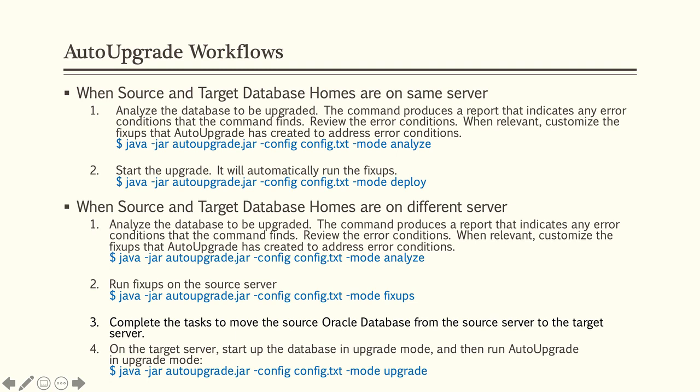The next thing is about auto upgrade workflows. What are the two use cases? I already told you in enough detail, I believe, that there may be a situation where the source and target database homes are on the same machine, or there may be a situation where the source and target database homes are on a different machine.